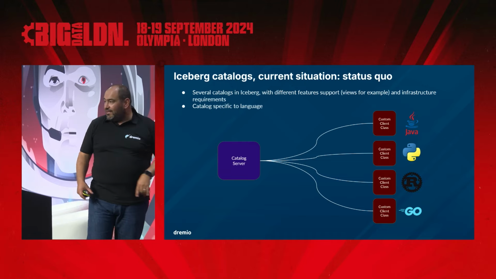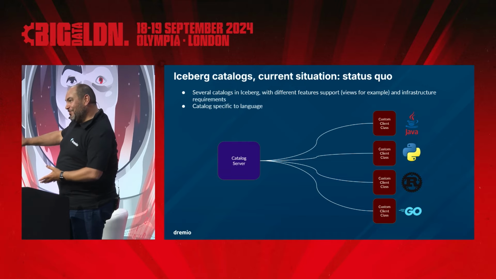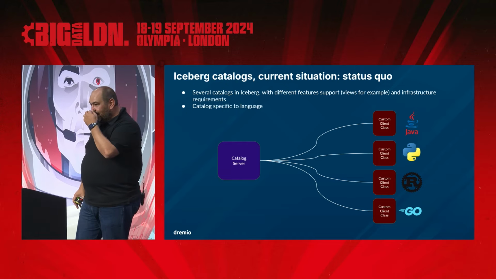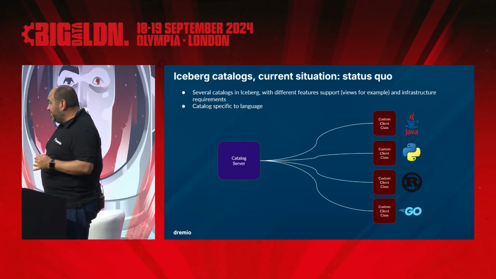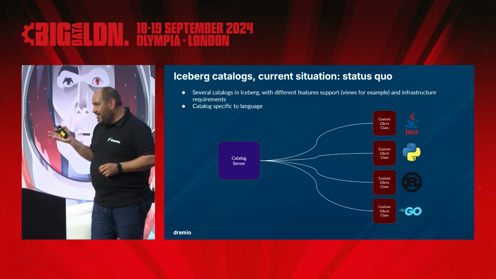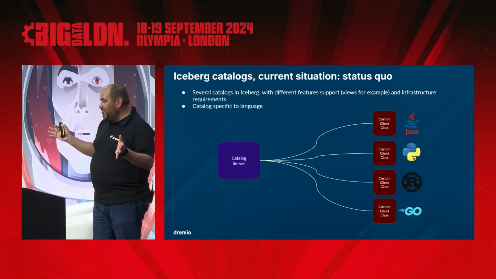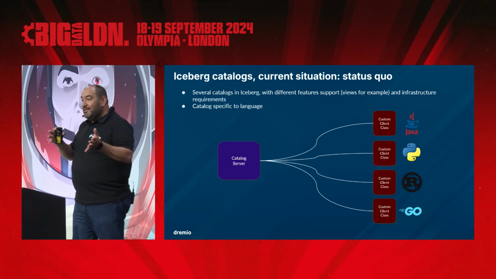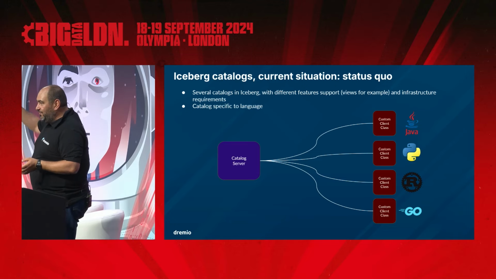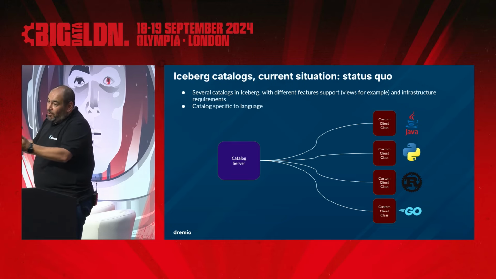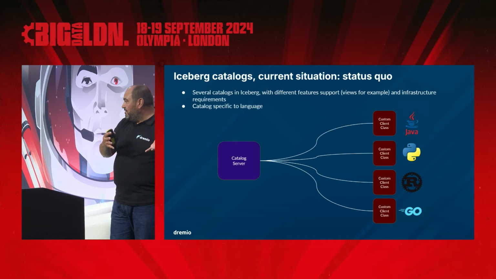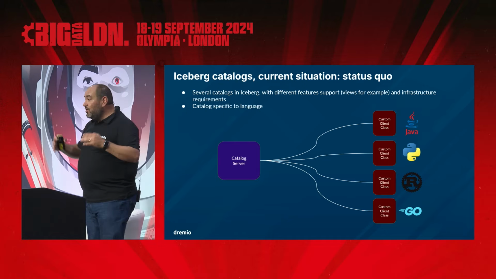If we take a look at the situation about catalogs, I would say six months ago, in Iceberg we had a lot of different catalogs: JDBC, Hive, Hadoop, Glue, etc. These catalogs are not all equivalent. Some support views, some don't. And the second thing is there are different deployment requirements. If you want to use the Glue catalog, you have to install on Glue, of course. If you use the JDBC catalog, you need a JDBC connector and an RDBMS database. So it's not all equivalent.